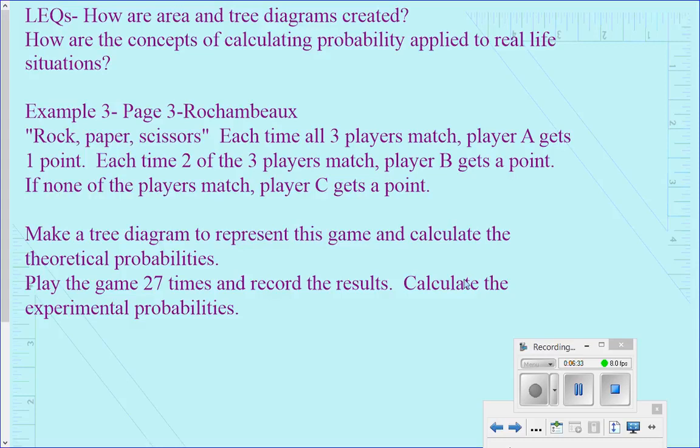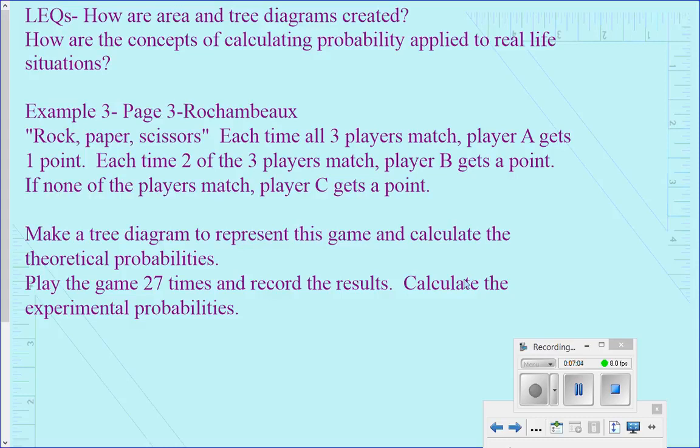If all 3 players match, in other words, they all pick rock, then player A gets a point. And if 2 of the 3 players match, like rock and paper, then player B gets a point. And if none of the players match, so I have 1 rock, 1 paper, 1 scissor, then C gets a point. So that's how you play the game. And what I first just asked was, there's a question on the bottom of page 3 that says, who would you choose to be if you could?